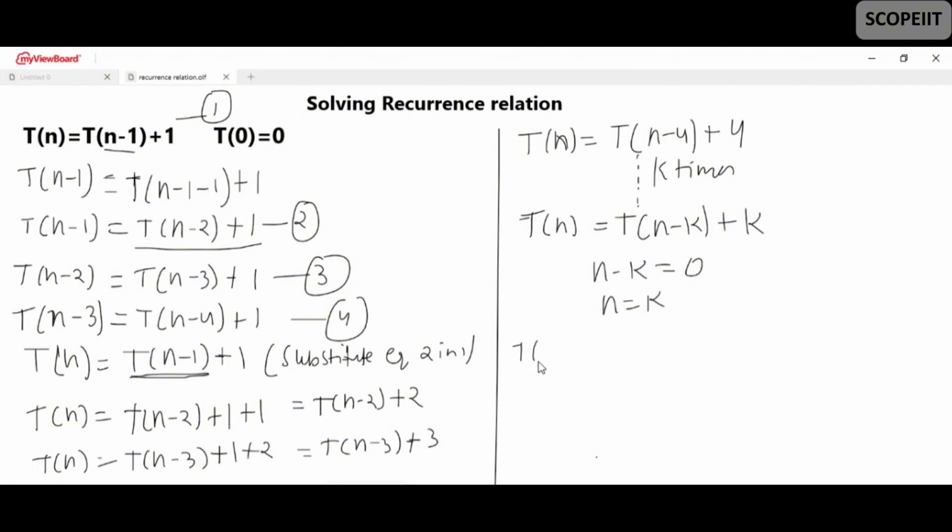So T of n is equal to T of n minus n, which is nothing but T of 0, plus k replaced with n. T of 0 is nothing but 0, so 0 plus n is n. So what is the time complexity for this recurrence relation? The time complexity for this recurrence relation is n. Understood? This is the way we can solve a recurrence relation using the substitution method.